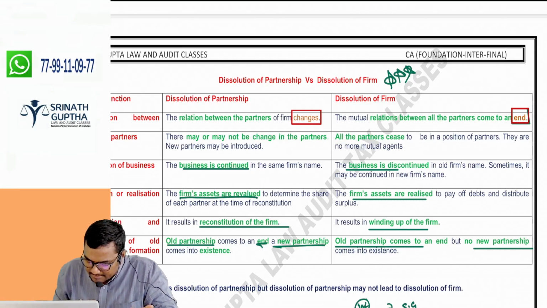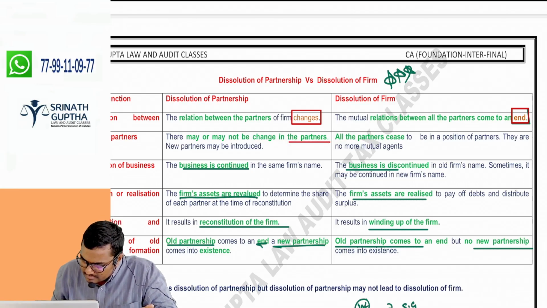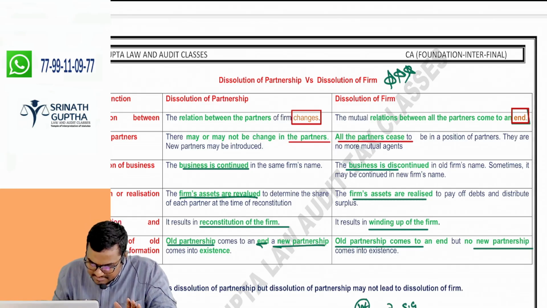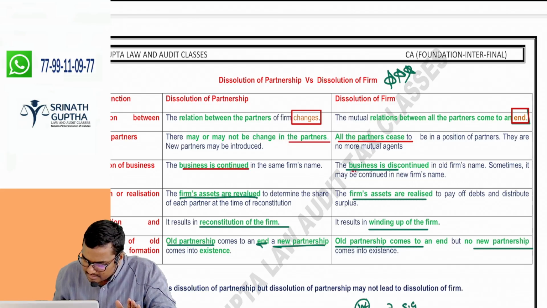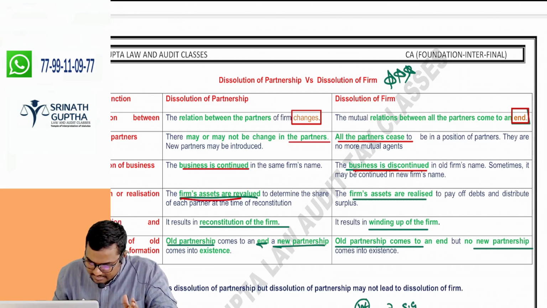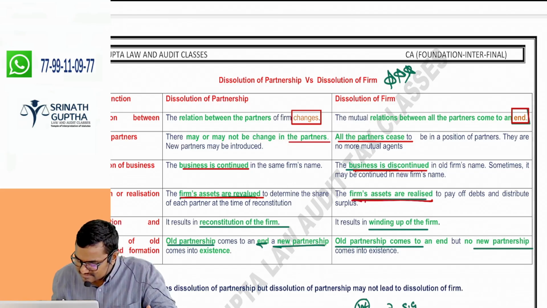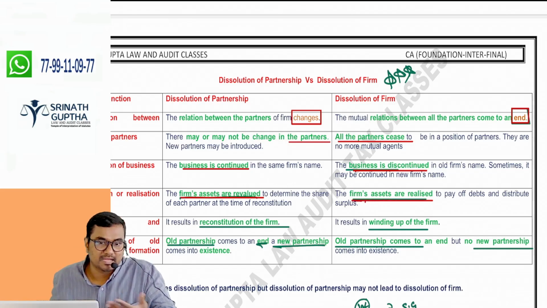There may or may not be changes in the partners. Partners will cease. Cease means no more partner from tomorrow. Business will not be continued because there are no partners from tomorrow. And assets will be re-evaluated. We will make the revaluation account. Accounts will be realized. We will sell all the assets.